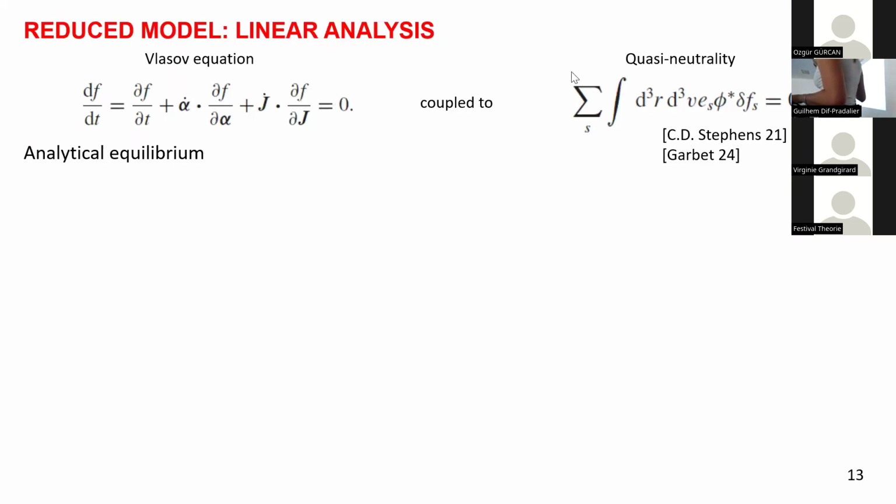So we wrote a reduced model through a linear analysis. We coupled the Vlasov equation to the quasi-neutrality equation. We used the analytic equilibrium.